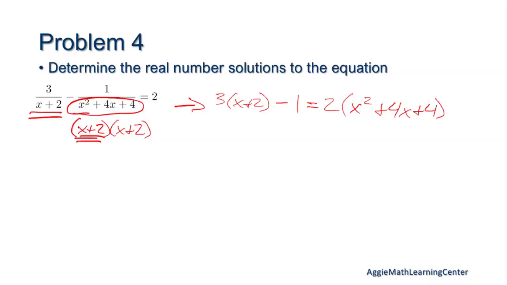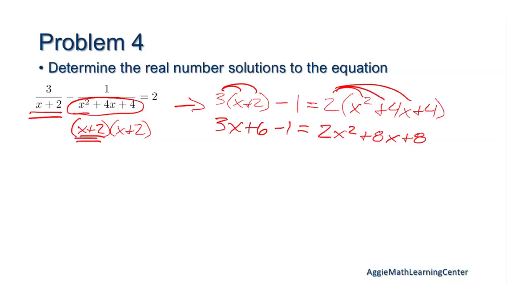So what is our next step? What do we want to do? Distribute. Distribute what? The 3 and the 2. So what do we get? 3x plus 6, minus 1. What about the other side? 2x squared plus 8x plus 8. Okay, awesome.